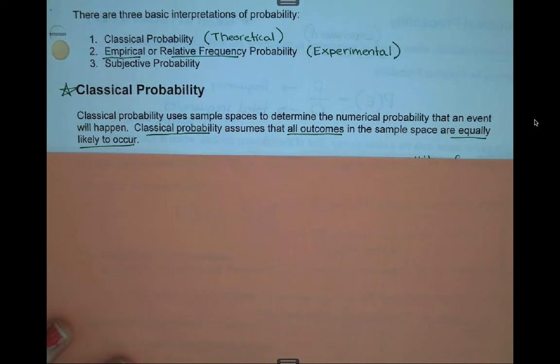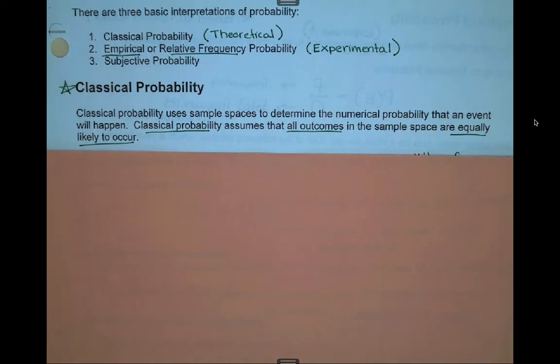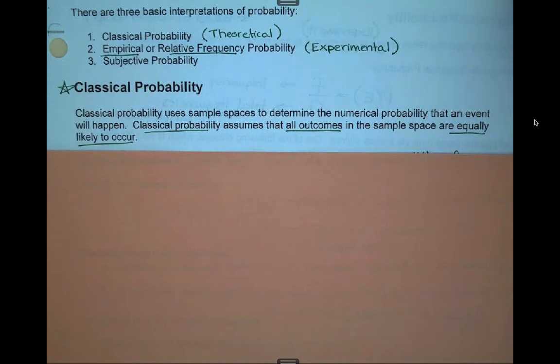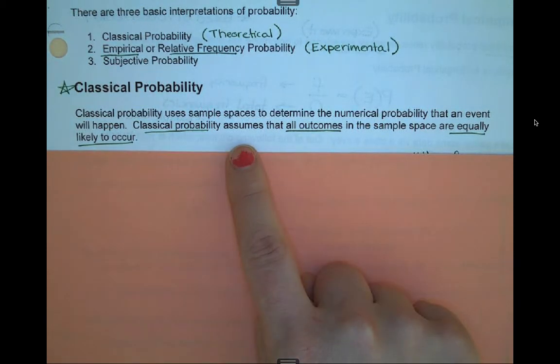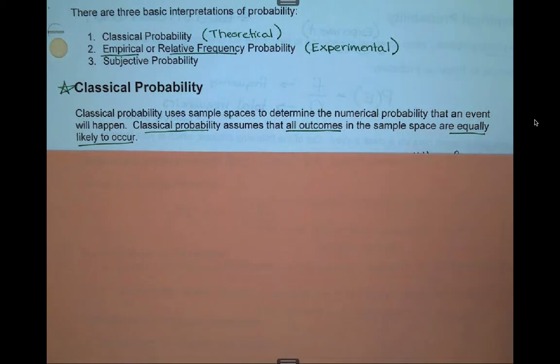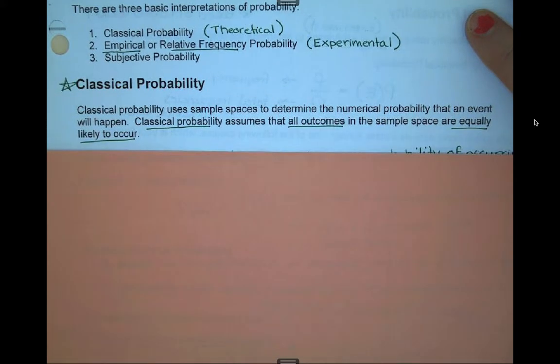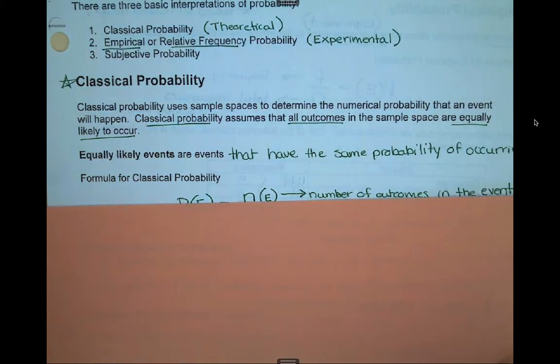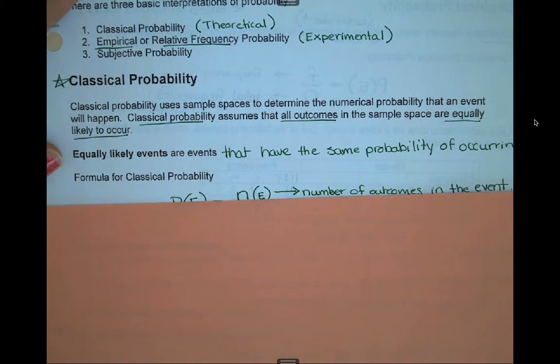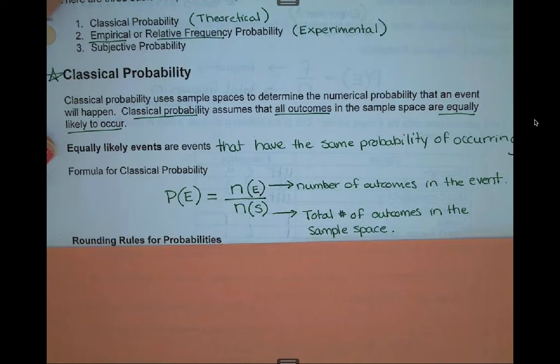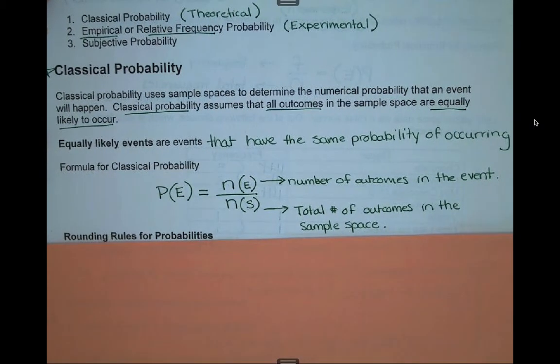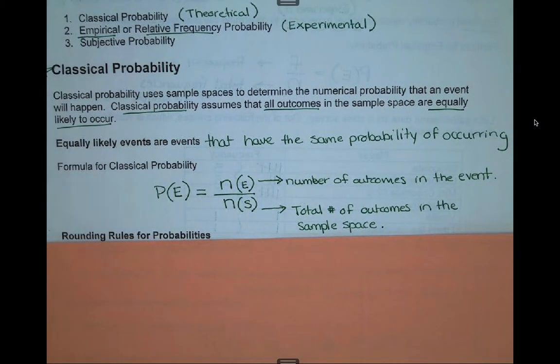So classical probability uses sample spaces to determine the numerical probability of an event will happen. Classical probability assumes that all outcomes in the sample space are equally likely to occur. So here are some things to fill in. I'm going to talk about them. I'm not going to read them word for word. You can pause and get them down.